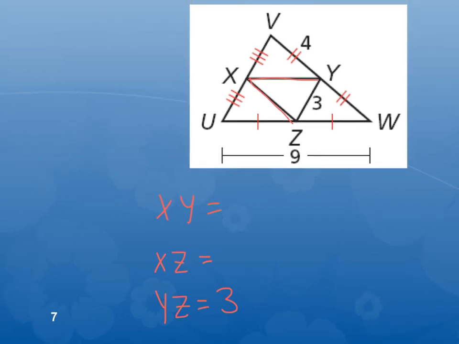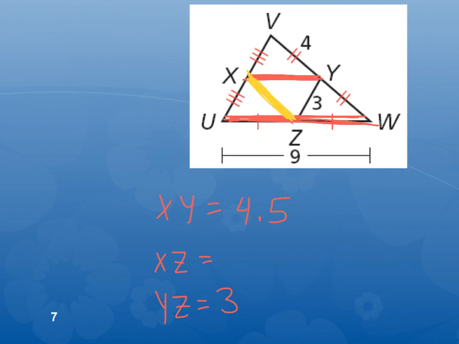So how can we find XY? This segment right here. It's half of the side that it's parallel to. So what's XY parallel to? UW. Right, it's parallel to this segment. So what's the length of UW? 9. So what's half of 9? 4.5. Perfect. So now we need to find XZ, which is this segment here.